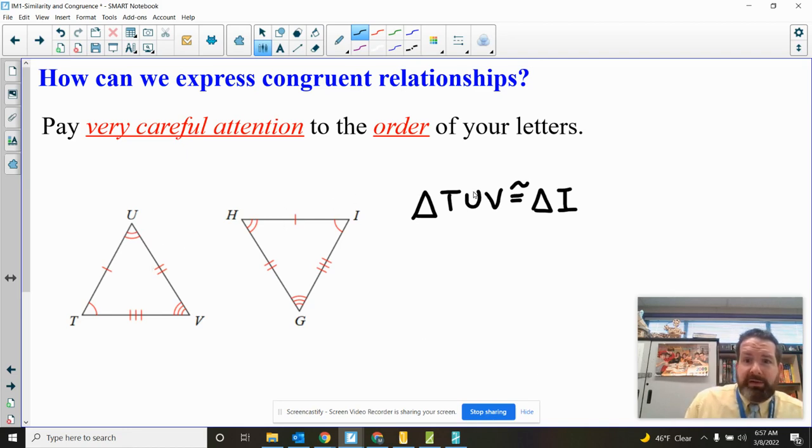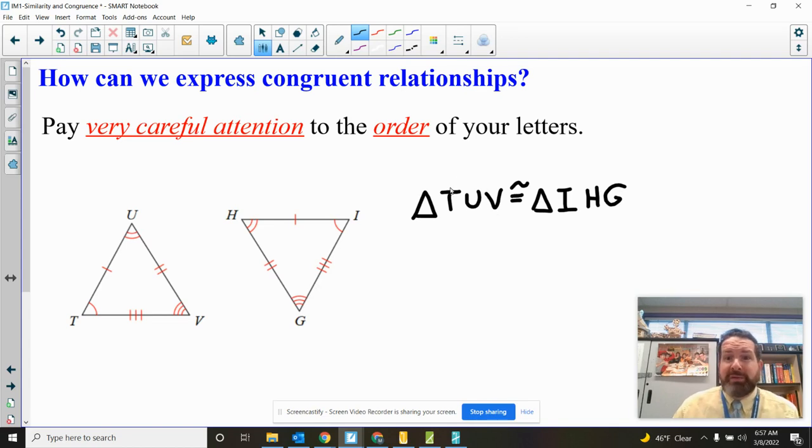U is the middle letter over here. That's the 2 marked angle. So that means in my second triangle, H has to be the middle letter because it's got those 2 marks. The V, that's my 3 mark angle. So I've got to end up here with my G as the 3 mark angle.